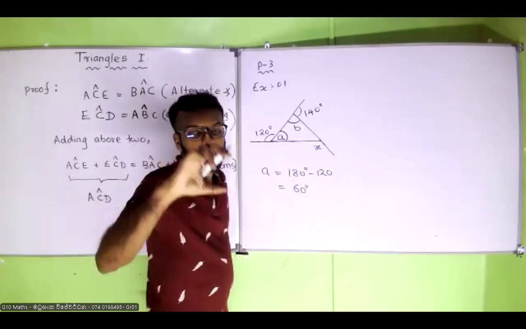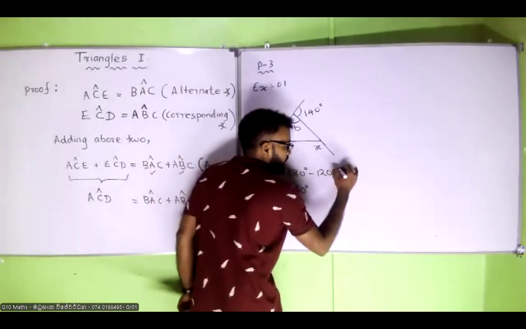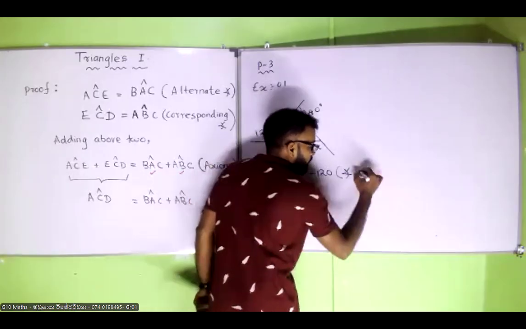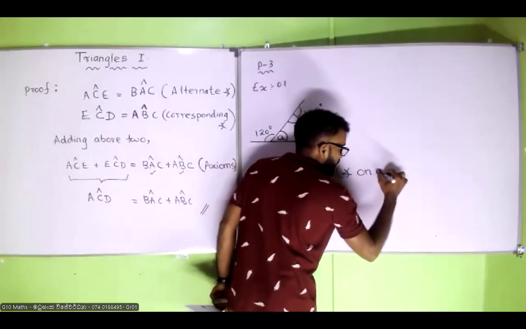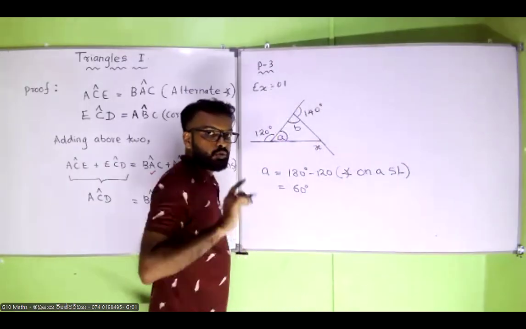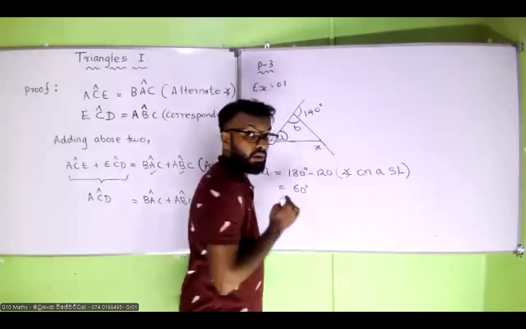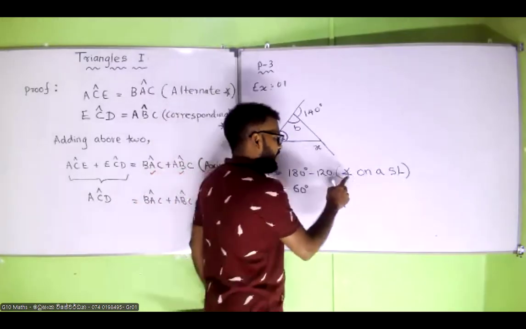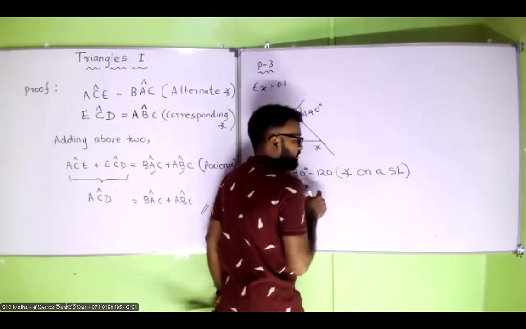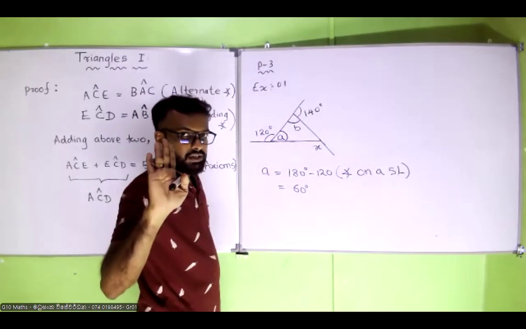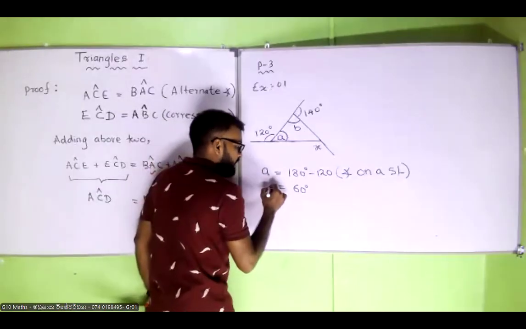Geometry. Reason is angles on a straight line. You can't write it in short form; you have to write angles on a straight line. This is the symbol for angles. So I have found the value of A.